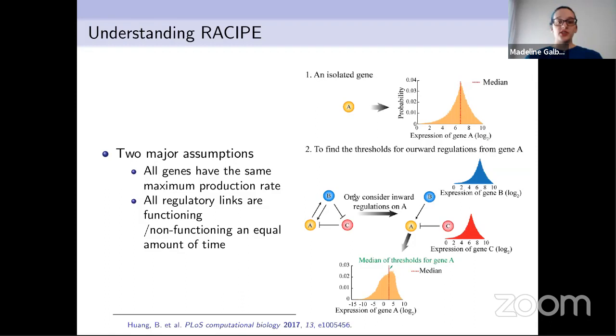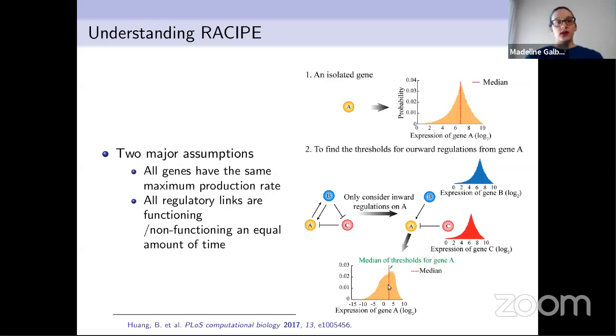And so when you apply that to a larger circuit, you look at your circuit, you look at the gene, and only take into account the inward regulatory links for that gene to determine its threshold value. And so for the inward links, you use the standalone distribution for those genes, and you model the gene expression for A, using only the inward links to obtain an approximate threshold for that gene.